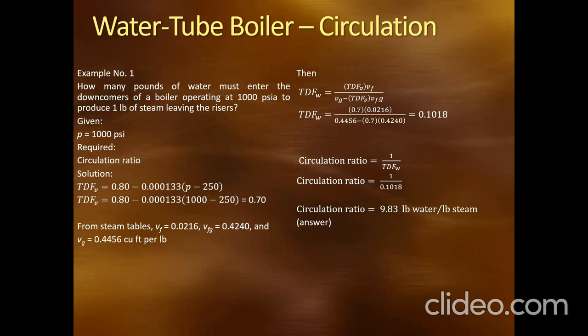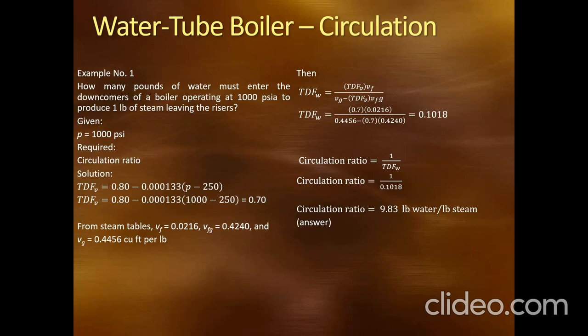Solution: TdFV is equal to 0.8 minus 0.00133 times P minus 250. Substitute mo yung P na 1,000, magiging 0.7. From steam tables, Bf is 0.0216 cubic feet per pound, Bfg is 0.4240 cubic feet per pound, and Bg is 0.4456 cubic feet per pound, doon sa 1,000 psi na pressure.